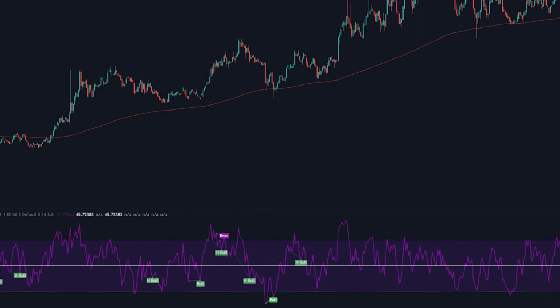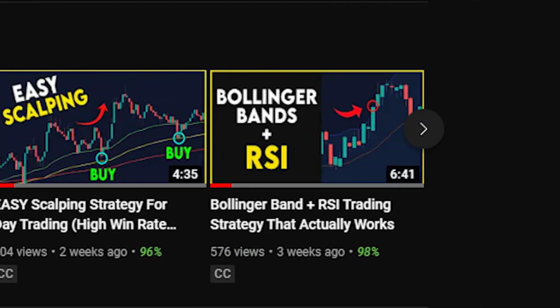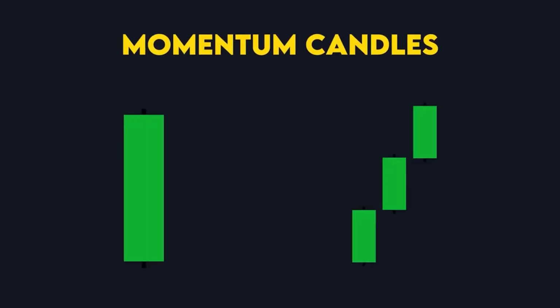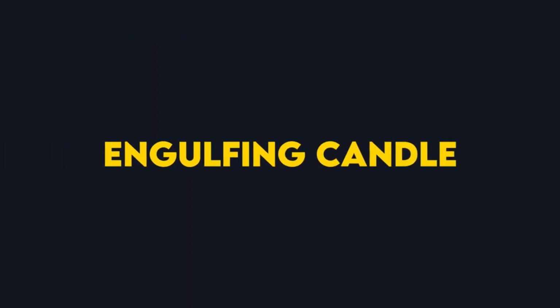Let's move to rule number three. If you've watched my other videos before, you probably know I love momentum candles. This can be a great way to find the start of a trend. The specific momentum candle we're going to be looking for is what is called an engulfing candle. To put it simply, an engulfing candle is a candle that engulfs the previous candle.